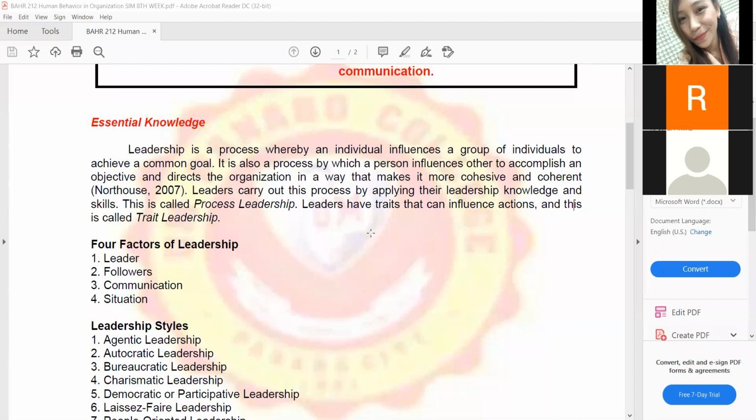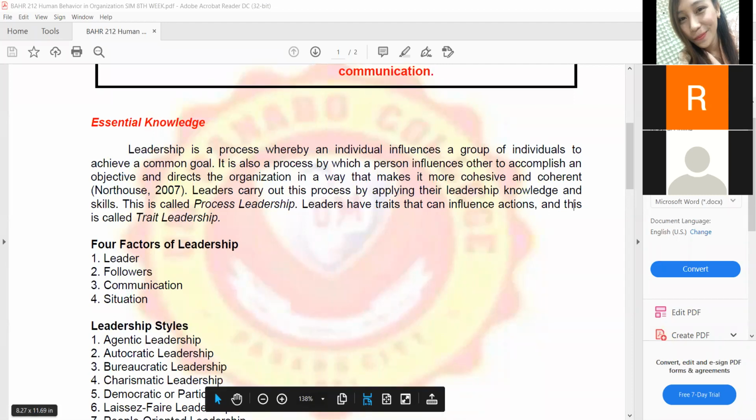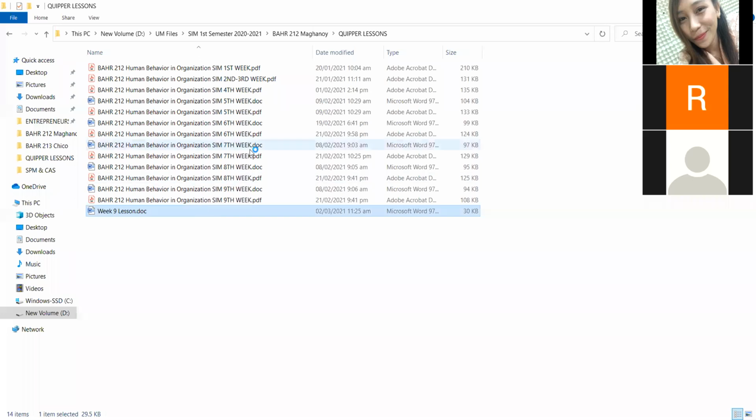Now, since nasabtan na ito sa ang pasabot sa leadership, now we need to look at the factors that underlie how we categorize, or how we know if we are having leadership or we are practicing leadership? So allow me to share again. Okay, ayan. So, there are 4 factors of leadership.